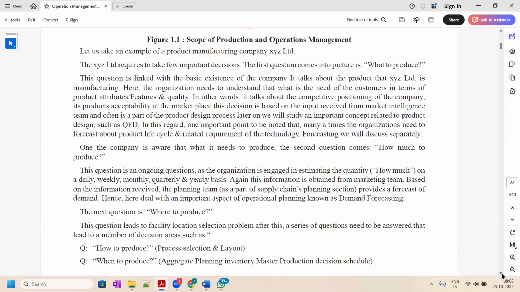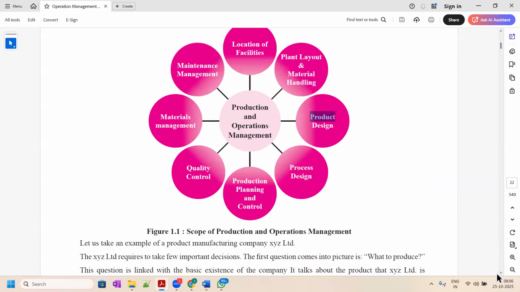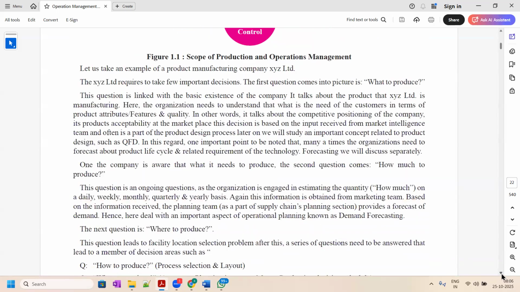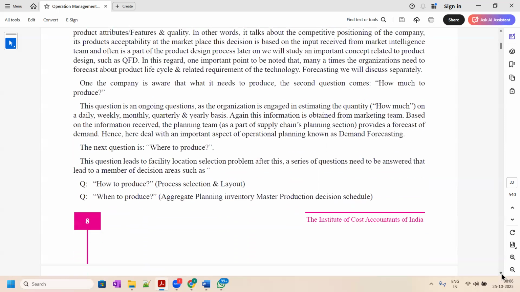Okay, and the next question here is where to produce. We talked about deciding the location of the facility. First we talked about what to produce and how much to produce, because if you did a mass production, and imagine this iPhone 17, thousands of iPhone 17 manufactured by Apple, but hardly 2% of Indian people buy iPhone, then imagine what will happen to the remaining.